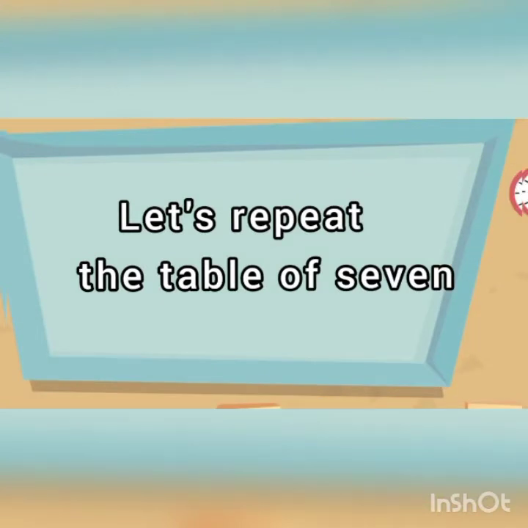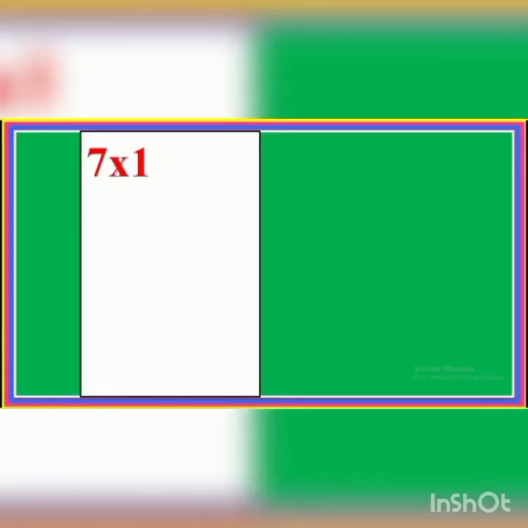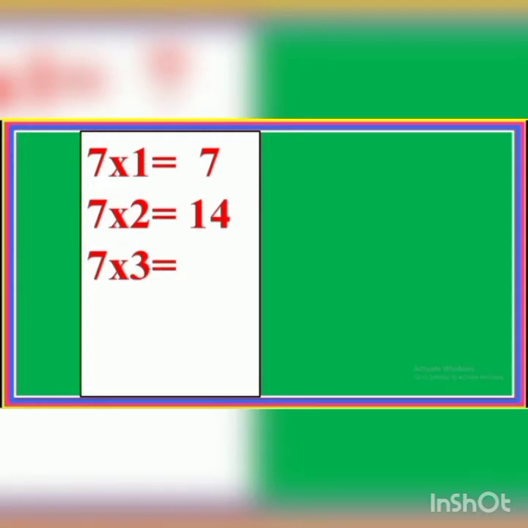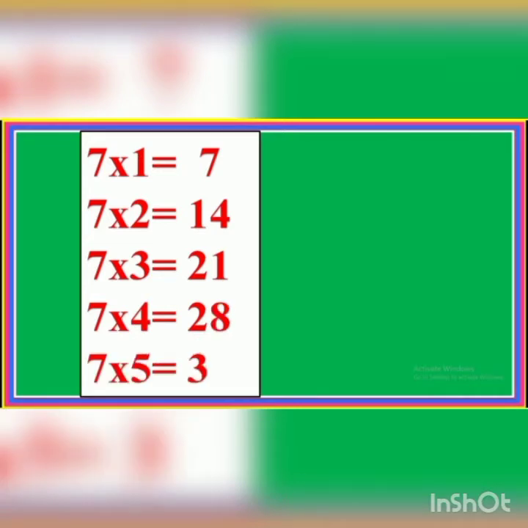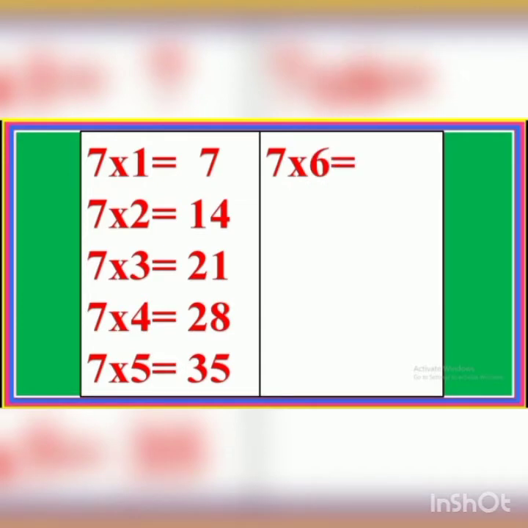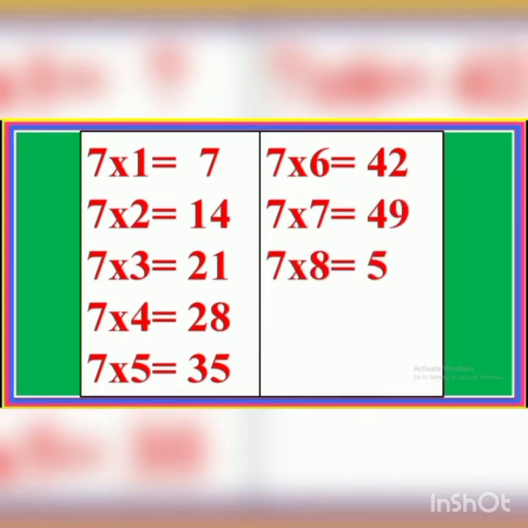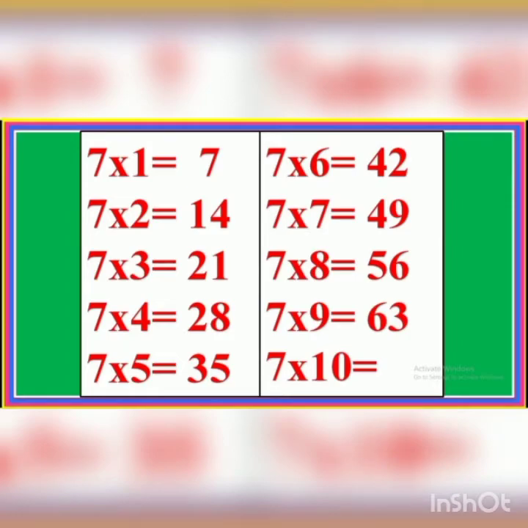Now let's repeat the table of 7. 7 1s are 7. 7 2s are 14. 7 3s are 21. 7 4s are 28. 7 5s are 35. 7 6s are 42. 7 7s are 49. 7 8s are 56. 7 9s are 63. 7 10s are 70.